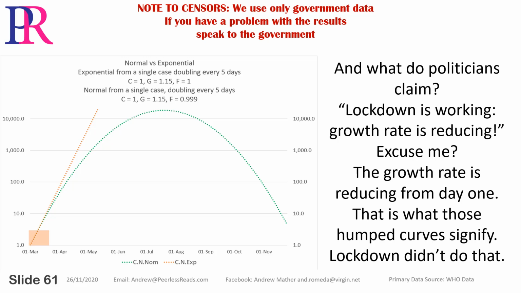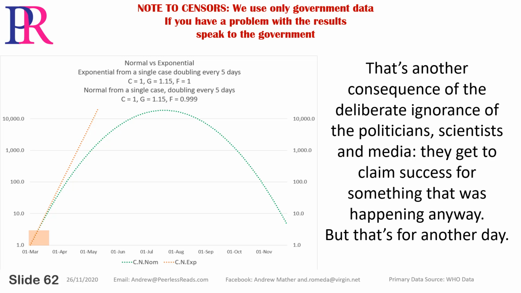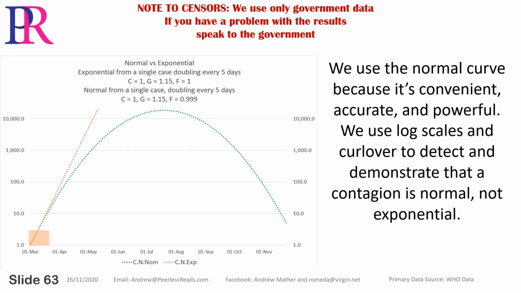And what do politicians claim? Lockdown is working, growth rate is reducing. Excuse me? The growth rate is reducing from day one. That is what those humped curves signify. Lockdown didn't do that. That's another consequence of the deliberate ignorance of the politicians, scientists and media. They get to claim success for something that was happening anyway. But that's for another day.